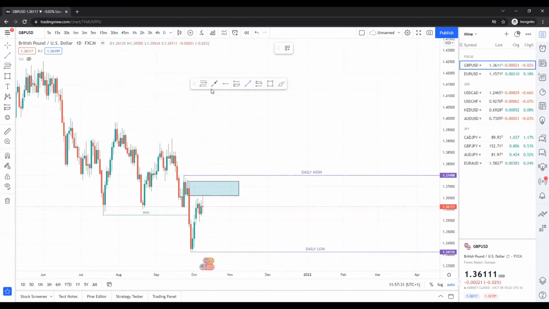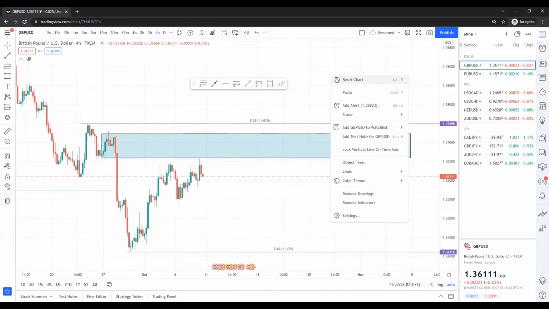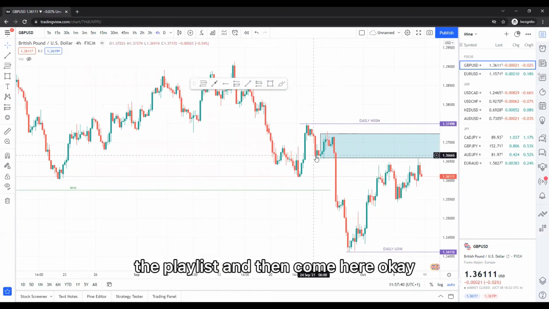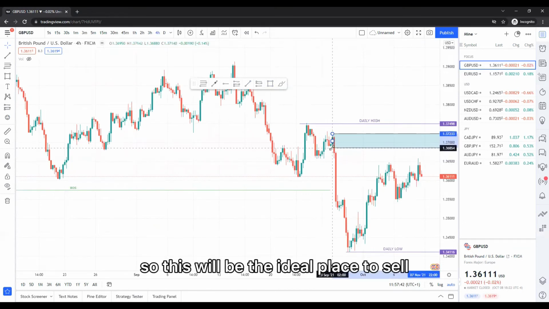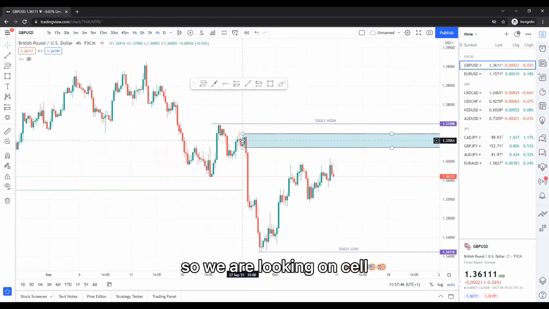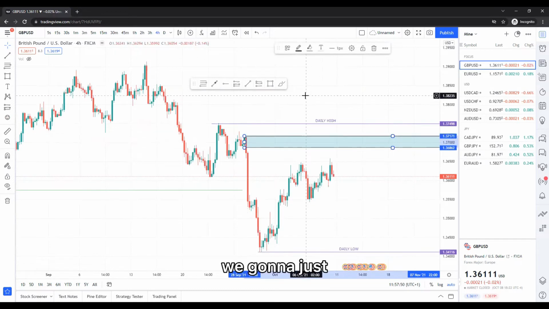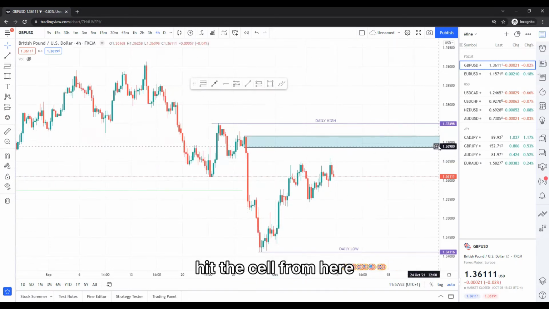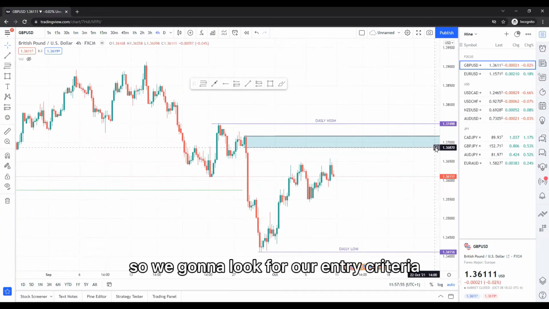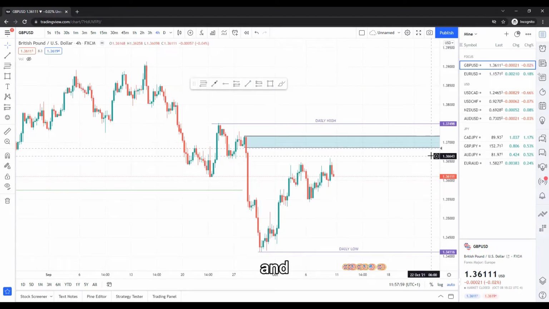So you need to mark the order block correctly also, otherwise it will not make sense. Go back to the playlist and then come here. This will be the ideal place to sell. So we are looking to sell from here. It doesn't mean we're just going to hit sell from here. We're going to look for our entry criteria to look for a sell.